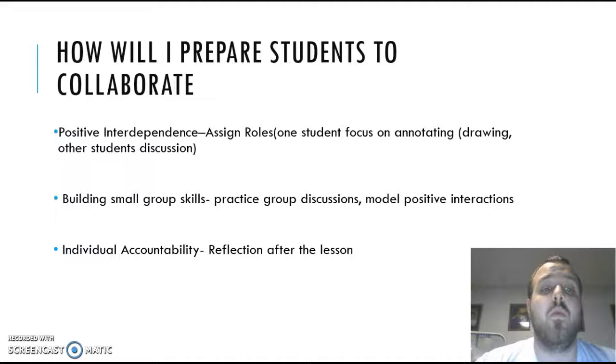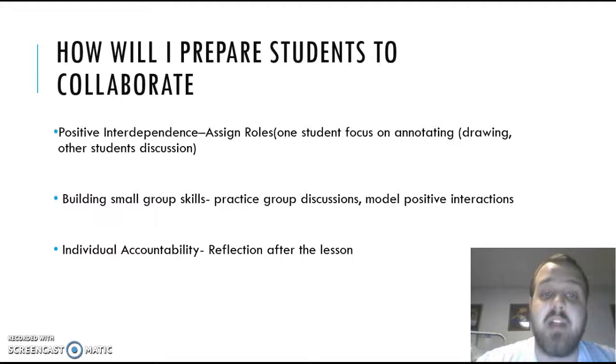So one of the first things is how I prepare students to collaborate. I think it's really important that if you're going to incorporate student interaction in your classroom, which you should, because that's been shown to be awesome for students, you really need to work with students beforehand to make sure that they know what's expected of them within that environment.